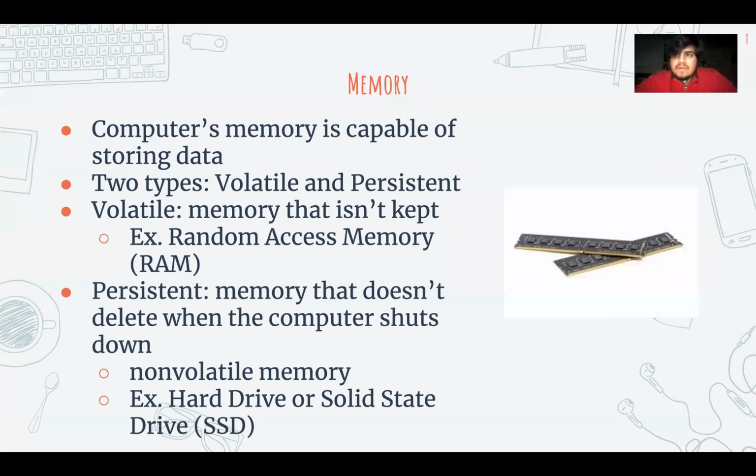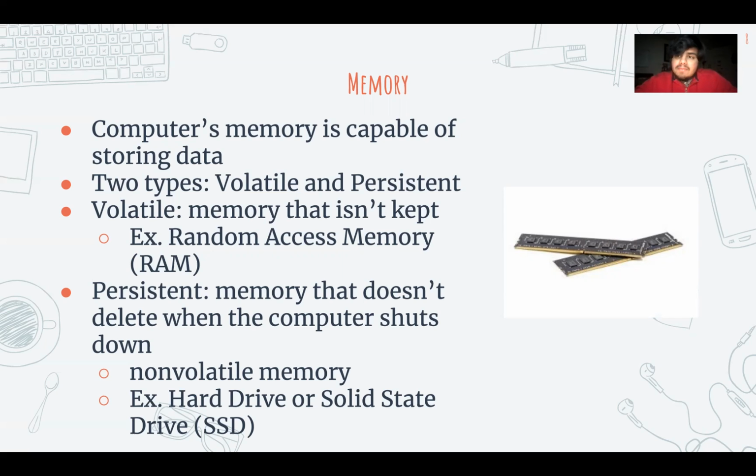Memory is very important because, well, we need a place to store all our data. So the computer's memory is capable of storing data, and there's generally two types of memory: volatile and persistent. Volatile memory is memory that isn't really kept. And an example of this is the RAM, otherwise the random access memory. And basically, when you shut down your computer, the RAM is a clean slate because, well, it's the RAM, right? And there's a lot of jokes saying that Chrome uses too much RAM because, well, it's using a lot of data at the same time.